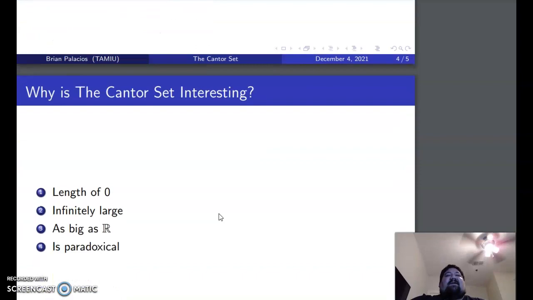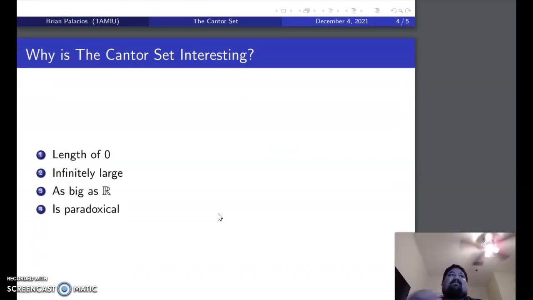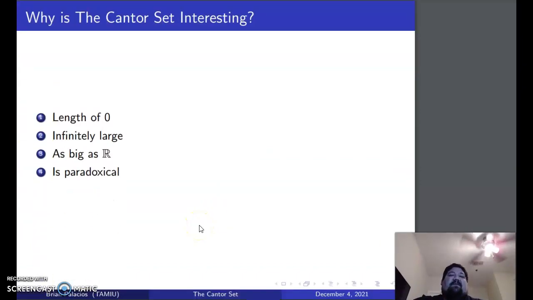So, why is the Cantor set interesting? Well, it has a length of 0, as we went over already. It's infinitely large, which means it's as big as the real numbers. The real numbers are every single number that we could think about. Counterintuitively, we're taking away more from the Cantor set, but it's still as big as all the real numbers, and it's bigger than just the natural numbers. So it's an interesting concept, and it's paradoxical in a way.